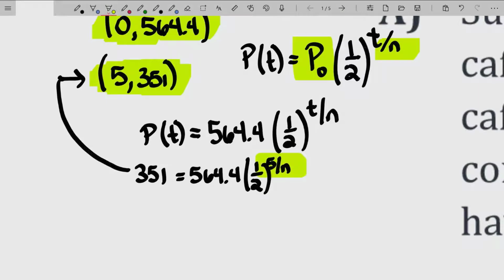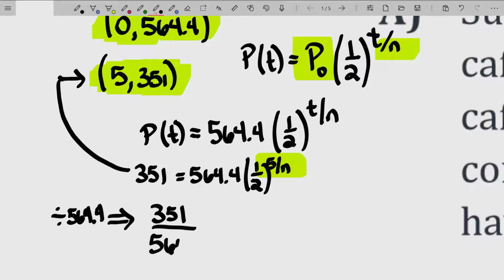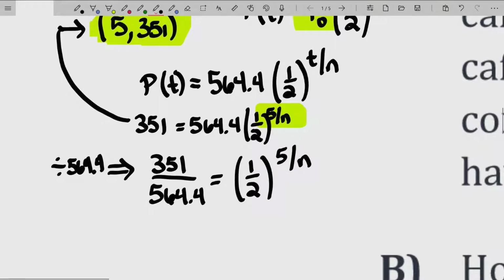Somehow we want to get that n by itself. So what we're going to do is divide both sides by 564.4. Sorry, that's kind of bulky there, but so we have 351 over 564.4 is equal to 1/2 raised to the 5 over nth power. Now you need to unlock that exponent, and that's done by taking the logarithm of both sides. Remember, logarithms unlock exponents. That's a mantra. You might as well just get used to that. Logarithms unlock exponents.